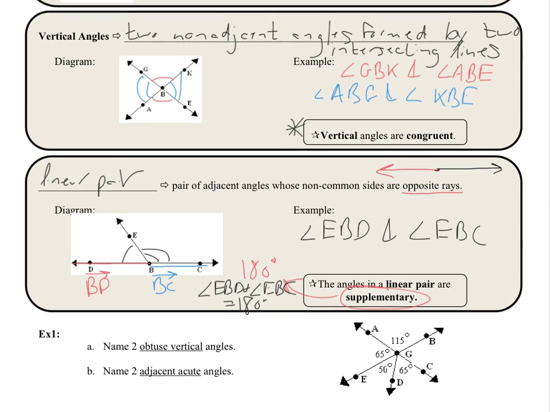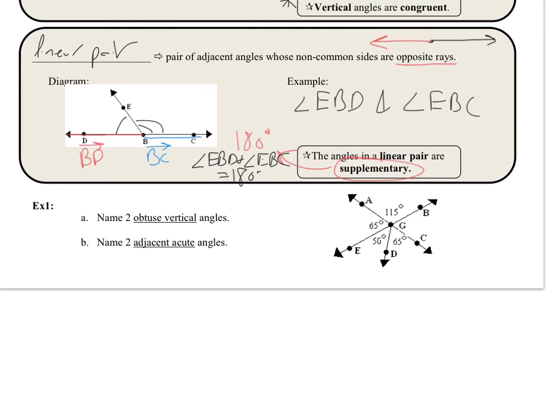Now in example 1, part A, it tells us to name two obtuse vertical angles. Now remember, obtuse means that we have to have angles greater than 90 degrees. Now when we look at this problem, we see that AGB is obtuse because it is greater than 90 degrees. It's 115 degrees. Now we need to find the vertical angle with AGB.